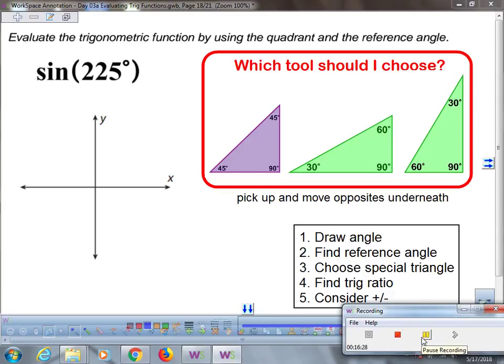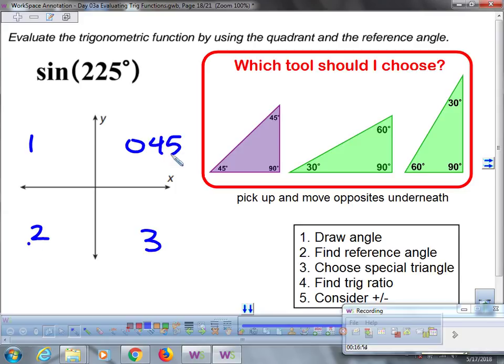Okay, so sine of 225. You automatically say 45. And immediately I would say to you, 0, 1, 2, 3. It must be in this quadrant. Anybody understand why? 45, 135, 225, 315. Right? Okay, so it's over here.